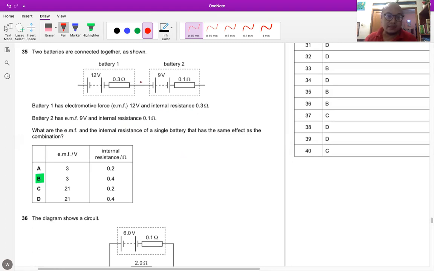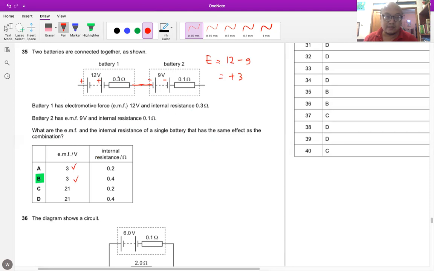Oh, I know. They have a junction in here. So on the I combination, this is positive and this is negative. So it means 12 minus 9. Positive 12 minus 9 equals positive 3, between this or this.